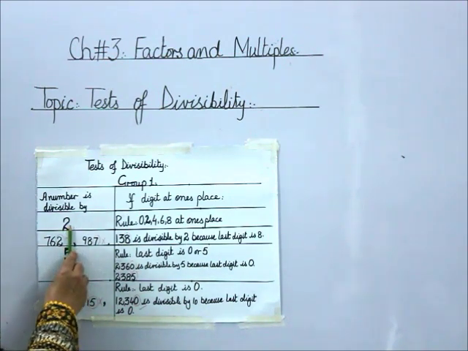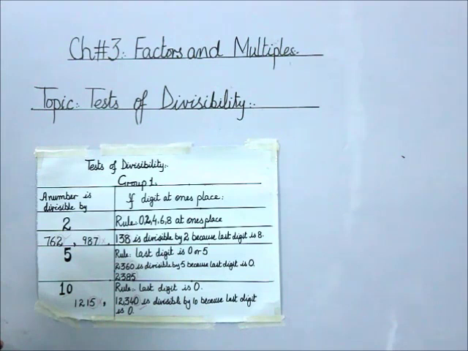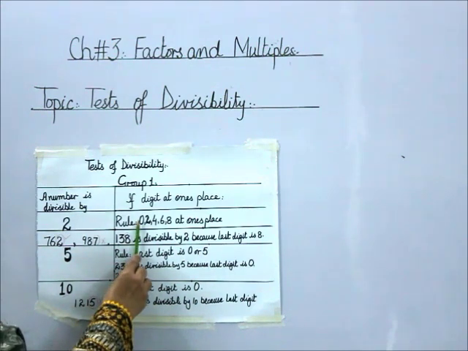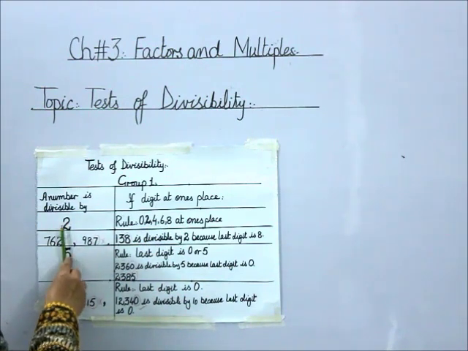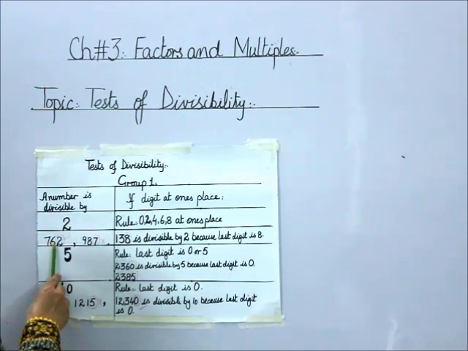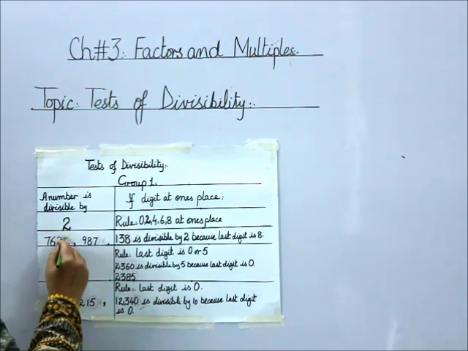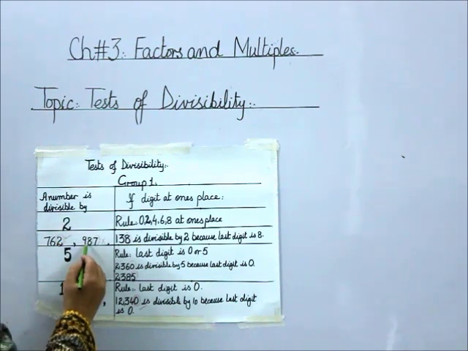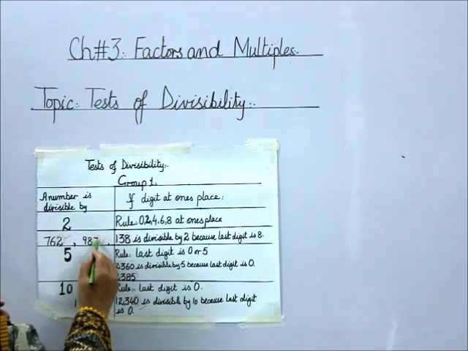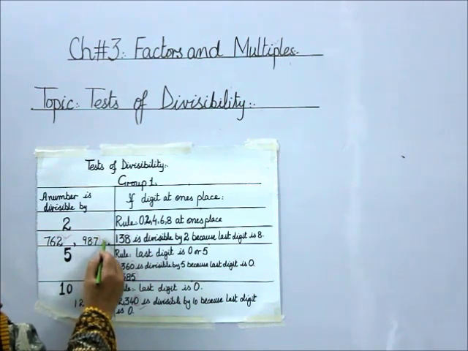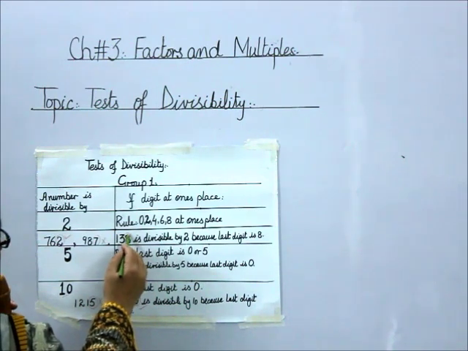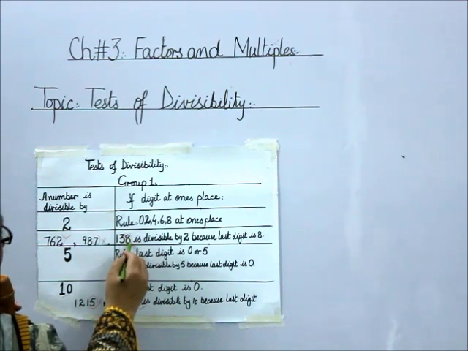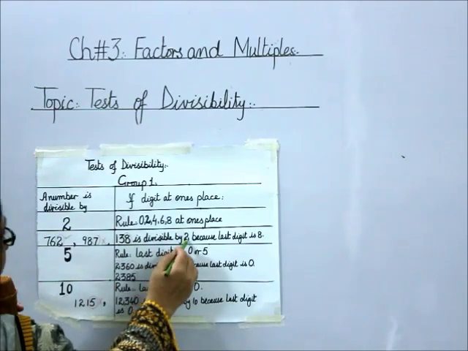For number 2, the rule is if the number is even, or the last digit is 0, 2, 4, 6, 8, then the number is divisible by 2. Look at this number, 762. The last digit is 2, that is an even number, so it is divisible by 2. 987, the last digit is not an even number, so it is not divisible by 2. 138, the last digit is an even number, so this number is divisible by 2.